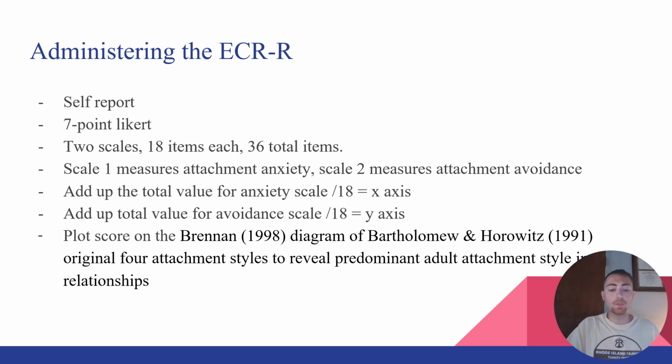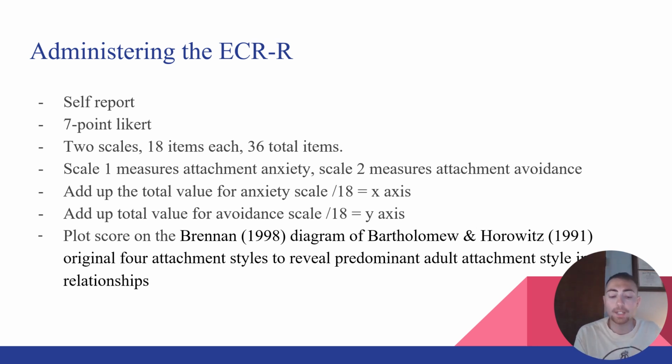Okay, getting into administering the ECR revised. The ECR revised has 2 scales. Each has 18 self-report items. The respondent answers based on a 7-point ordinal Likert scale from strongly disagree to strongly agree, which is 1 to 7, and the middle is 4, which is neutral. It's broken up into 2 scales that combine together for one consecutive assessment. Scale 1 measures specifically attachment anxiety, like I said earlier, and scale 2 measures attachment avoidance.